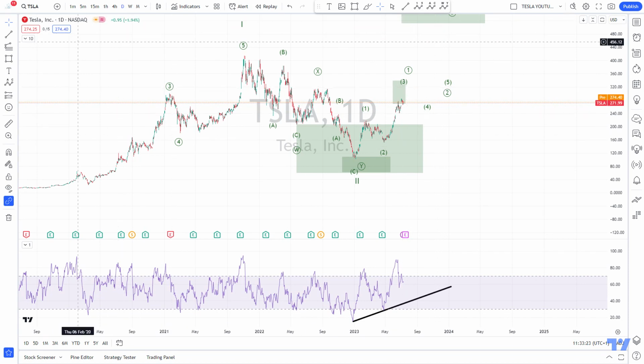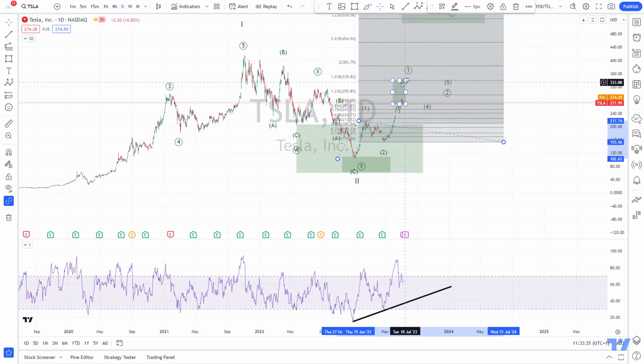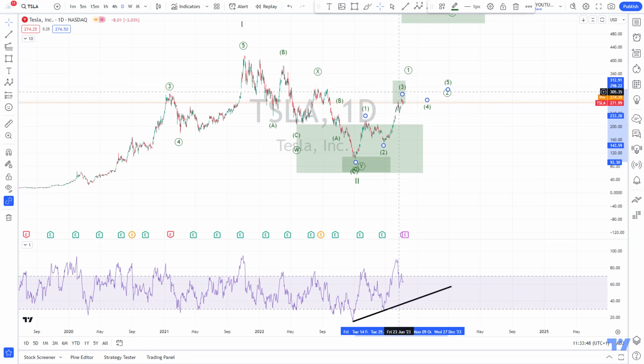The first thing I can say is that we indeed reach the area where wave 3 should end. If we take the length of wave 1 and the length of wave 2, then we can find the area where wave 3 should end. And this is the area between the 1 and the 1.618 Fib extension. So we actually entered the area from where we can expect that this wave 3 will end.